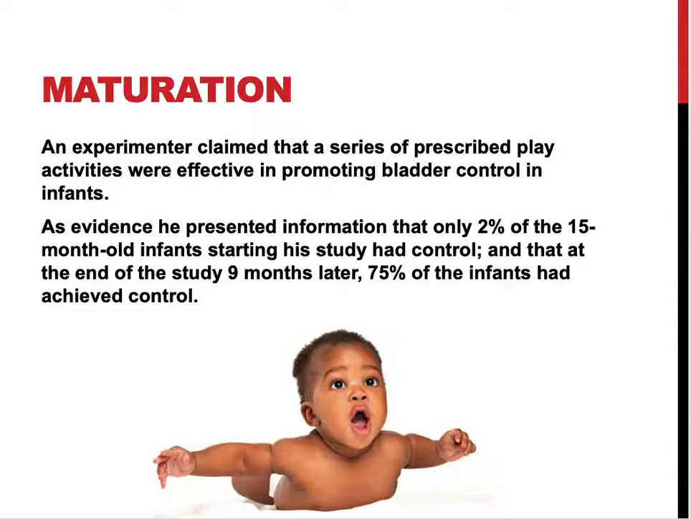An extraneous variable that we cannot control explicitly in terms of removing it from a study is this idea that a baby is going to naturally develop better bladder control from the time that they're 15 months old, so just over a year, till the time that they're 2 years old, whenever people often start potty training children. So we don't know what percentage of this improvement is due to his program, this play activity that he has set up for children. And we don't know what percentage is due to the fact that bladder control is something that children would just naturally develop.